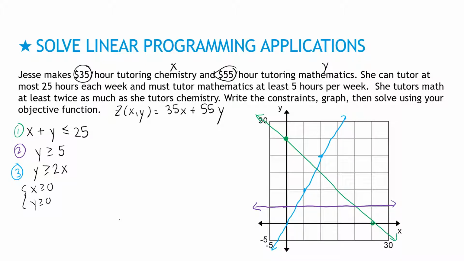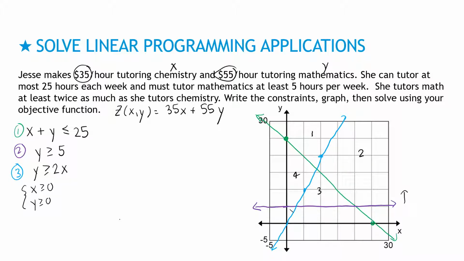So here's my options. I've got 1, 2, 3, 4. I really don't have any of these down here because the purple one is y is greater than or equal to 5, and where y is greater than 5 is above this. So I'm not even going to bother with all of this down here at the bottom. I'm only going to look at zones 1, 2, 3, 4.